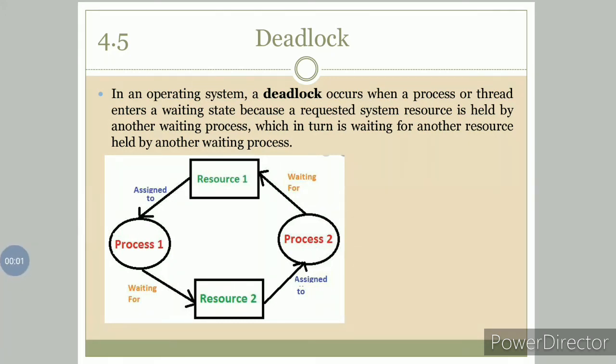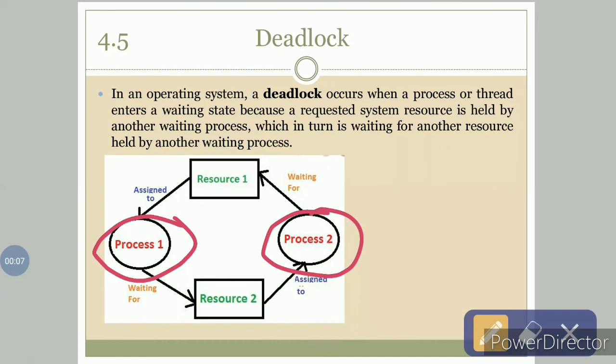Here in the figure, it actually represents the deadlock. We have two processes, process 1 and process 2. Process 1 is demanding resource 2, which is held by process 2, and process 2 at the same time is demanding resource 1, which is held by process 1. In this case, both of these processes cannot execute further because they have entered into the state of deadlock. So this is overall the concept of deadlock.